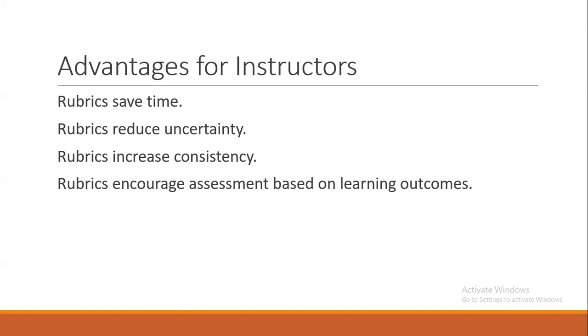Rubrics also reduce uncertainty because they help define expectations based on objective measures. Sometimes if you have a pile of 20 or 30 or 40 papers, by the time you get to the last one, you're no longer sure what you were thinking when you graded the first 5 or 10 papers. Do I need to go back and compare? And of course, sometimes that's a good idea, but rubrics reduce that uncertainty by giving you something specific to hold on to. Rubrics increase consistency for the same reason.